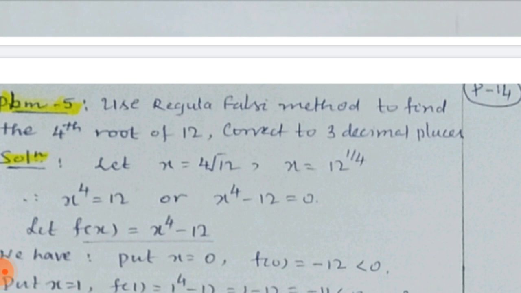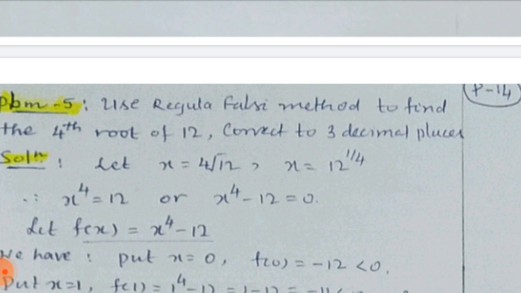Answer. Let x is equal to the fourth root of 12, or x is equal to 12 to the power of 1 by 4. So raise the power both sides by 4. Therefore, x to the power of 4 is equal to 12 to the power of 1 by 4 whole to the power of 4. Therefore, x to the power of 4 is equal to 12, or transferring 12 to the left hand side, x to the power of 4 minus 12 is equal to 0.